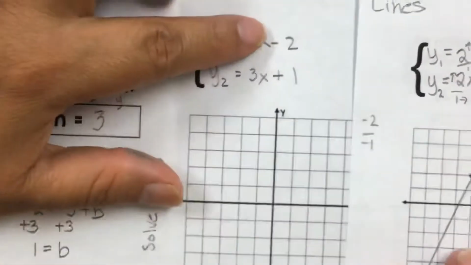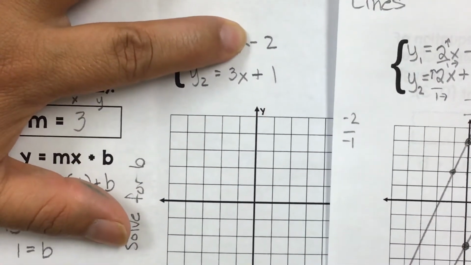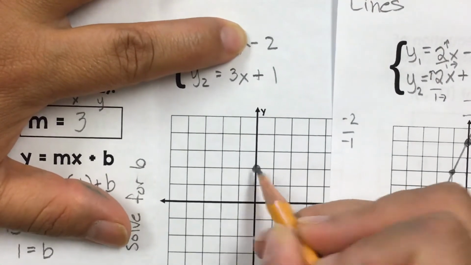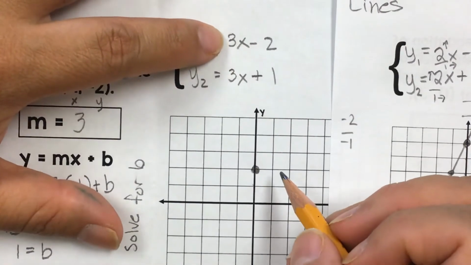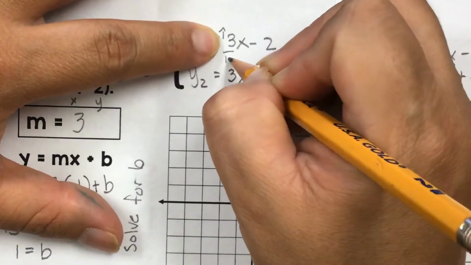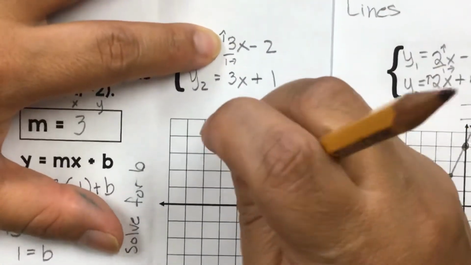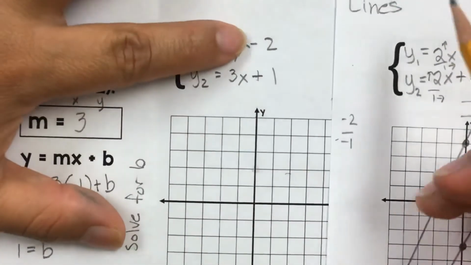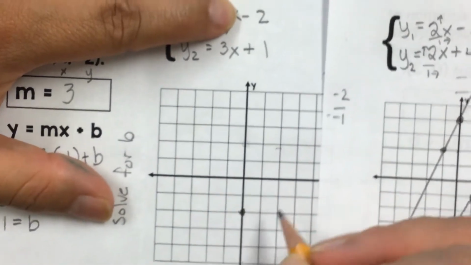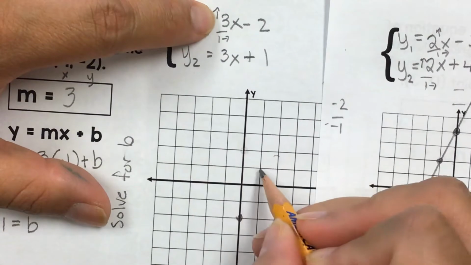To graph, the first one starts at a -2 on the y-axis, making it the y-intercept. Then how we move is up 3 and to the right 1. Oops. Sorry, it's a -2. We need to start at a -2. -2 is down here. And then move up 3, 1, 2, 3, and to the right 1.